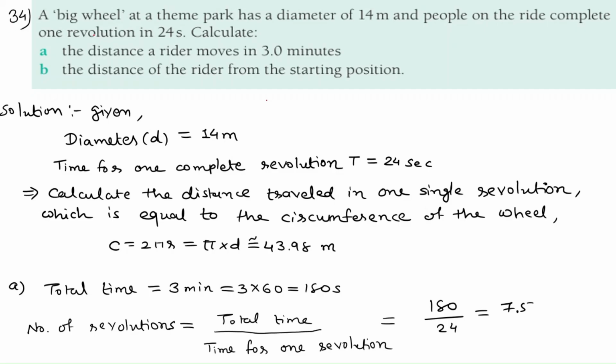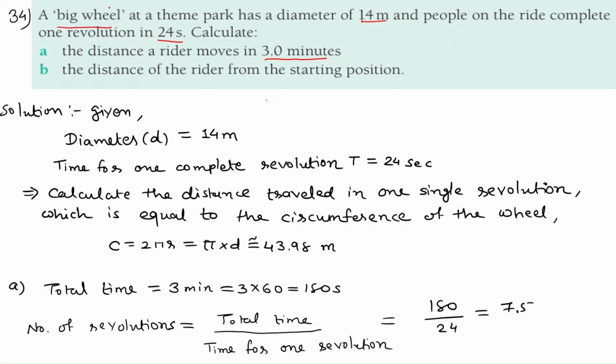Question number 34 says a big wheel at the theme park has a diameter of 14 meter and people on the ride complete one revolution in 44 seconds. Calculate A. The distance a rider moves in 3 minutes. B. The distance of the rider from the starting position.